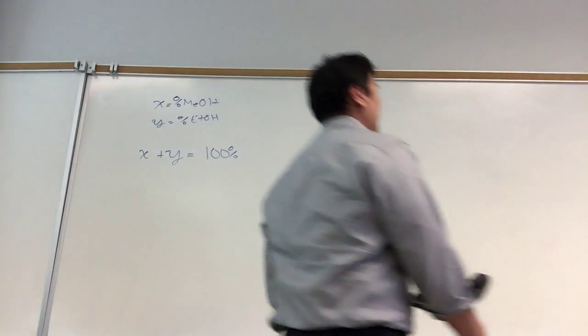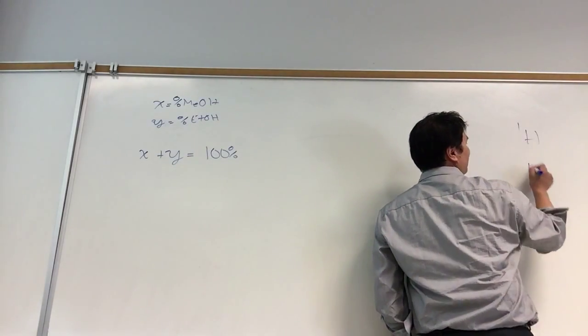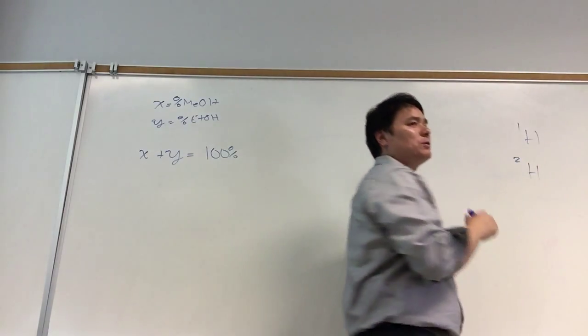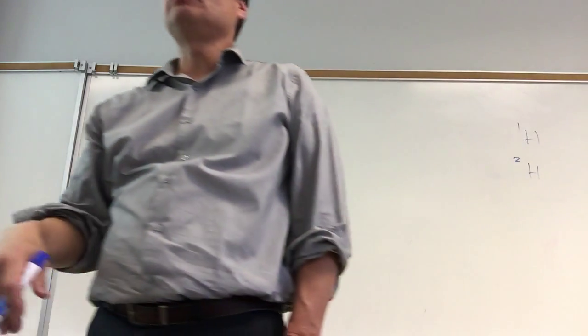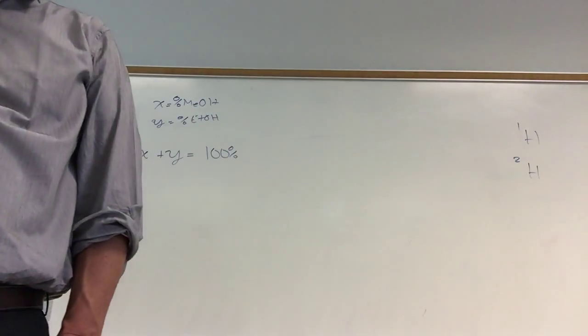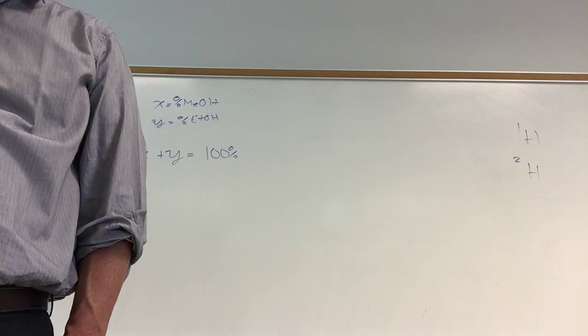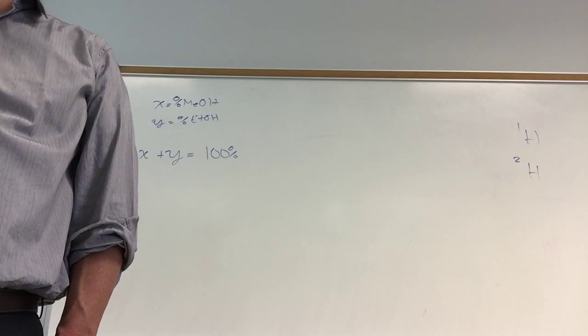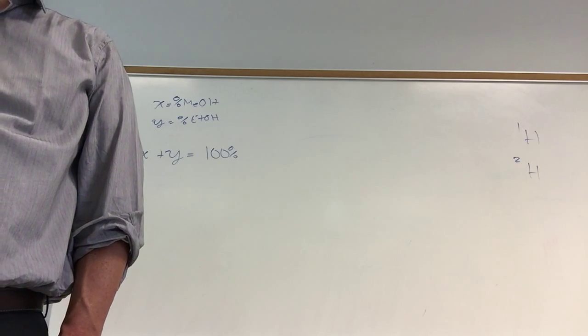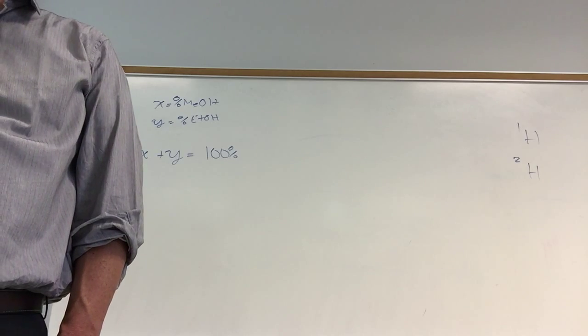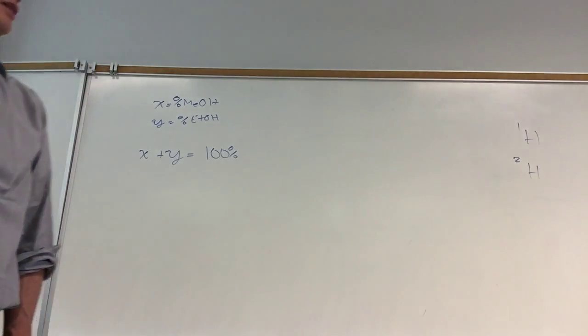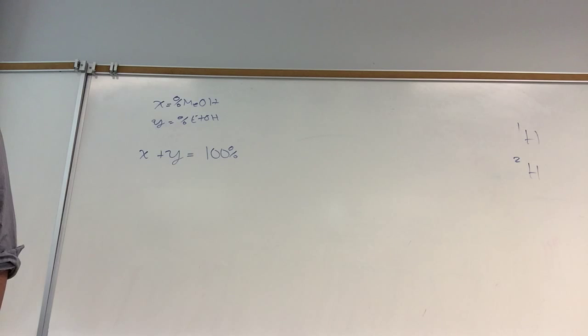Well, let's think about it here. Let's say there are two isotopes, H1 and H2. If it's 100% H2, what is its mass, roughly? 2. If it's 100% H1, what is its mass, roughly? 1, right? If it's 50% H1, 50% H2, what do you think the average mass will be?